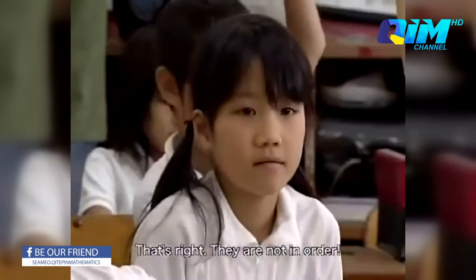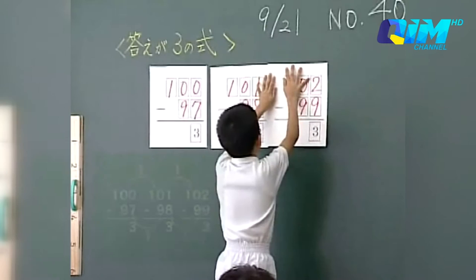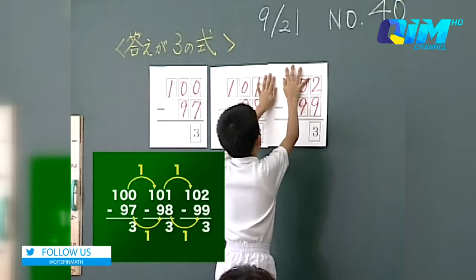The students discovered that the order of the equations should be rearranged. This was another point Mr. Seiyama wanted his students to learn for themselves, because it would lead them to discover the rule that both the minuend and the subtrahend increase by one.